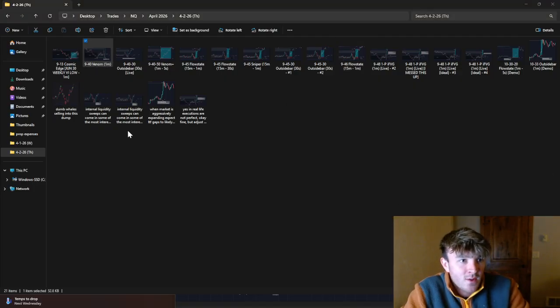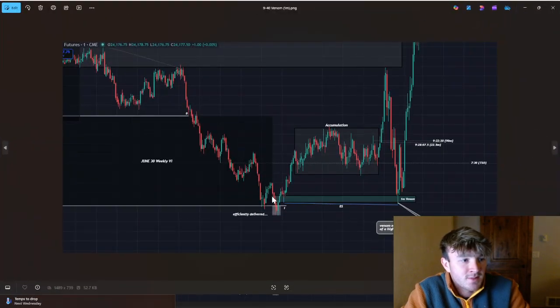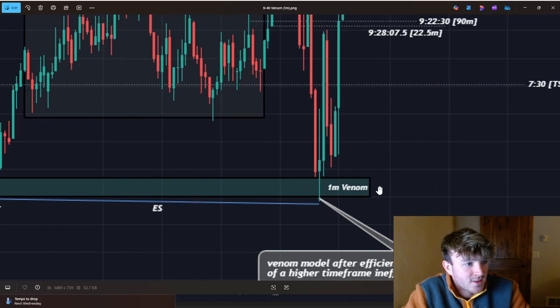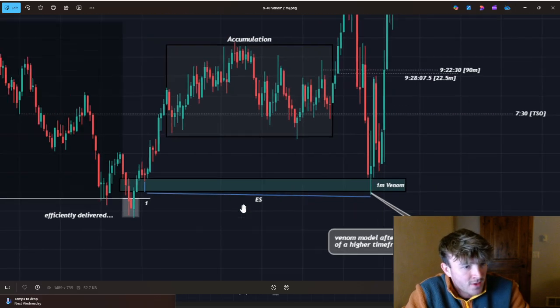Then yeah, here's that 1 minute venom, right? It's implied, meaning I'm merging these two candles together, and then I'm merging. I probably should have marked it out like this, from here to here and then here to here, but it's all good. Implied venom, where I'm merging these two candles together, and then you can see boom, venom model, right?